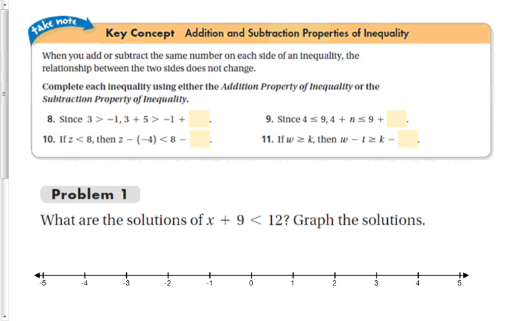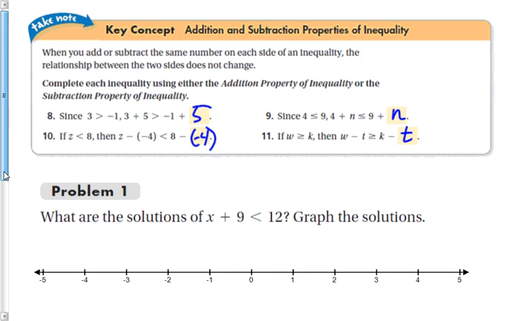All right, the concept here is addition, and we're going to use addition and subtraction properties of inequality to solve inequalities. Basically they're the same as the addition and subtraction properties of equalities. When you have an inequality, you can add the same number to both sides and it's still true. And you can subtract the same number from both sides and it's still true. Go ahead and do 8 through 11 using the addition and subtraction properties of the equality.